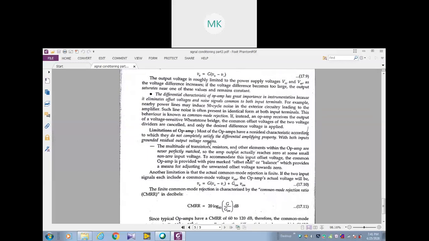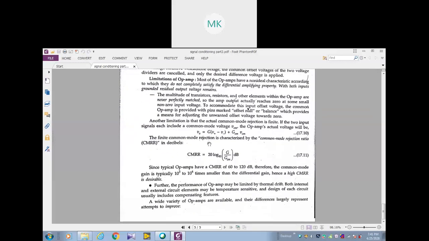And the limitations of the op amp. You just go through this op amp easily, you can understand. CMRR, everything you have studied. Still if there is any doubt, you can ask me.